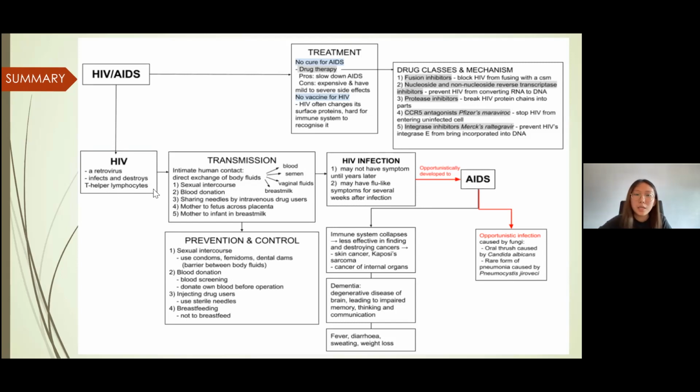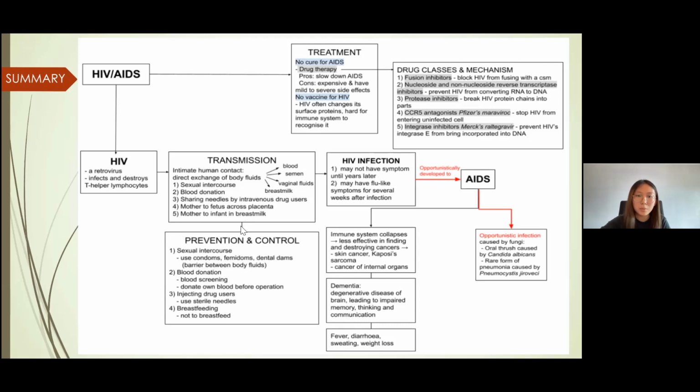And HIV can be transmitted through intimate human contact, which is the direct exchange of body fluids. Examples of body fluids are blood, semen, vaginal fluids, and breast milk. And the transmission can happen through sexual intercourse, blood donation, sharing needles by intravenous drug users, mother to fetus across the placenta, and mother to infant in breast milk.